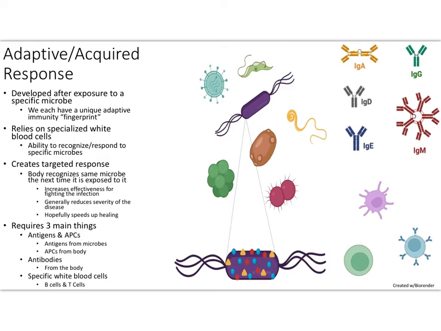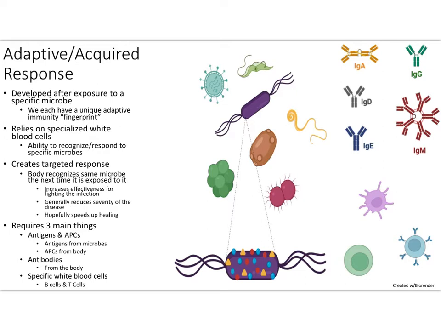Now, overall, the adaptive response requires a few main things to become activated and to function. It relies on specialized white blood cells that have the ability to recognize and respond to specific microbes. Not just microbes in general, but specific microbes.